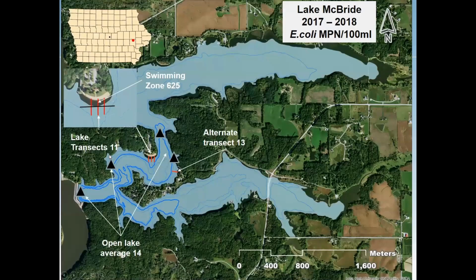Again, our other system, Lake McBride, north of Iowa City, adjacent to the Coralville Reservoir, we saw very, very similar associations, where water moving through the system, going or coming off of little inlets, and then our compliance points all had very low bacteria concentrations. Our alternate transect, same thing as the other systems.